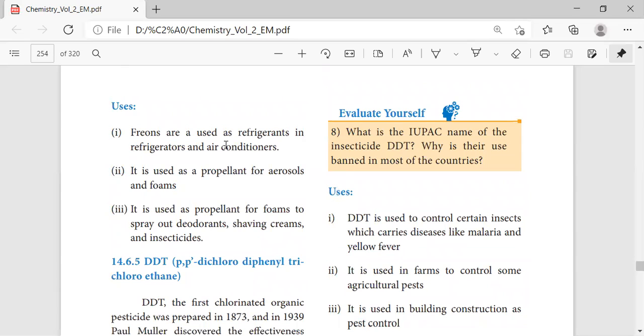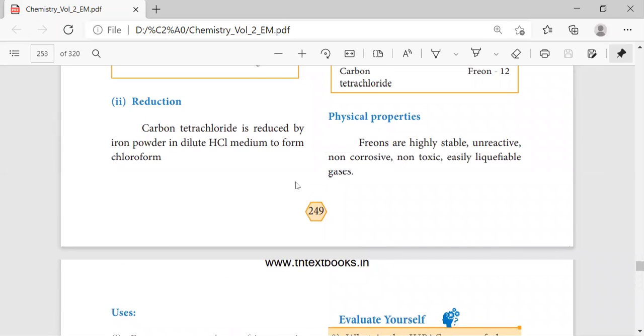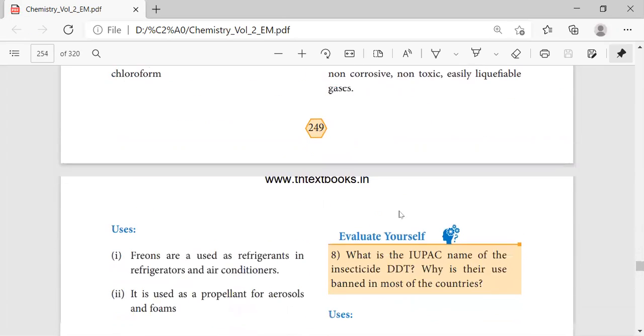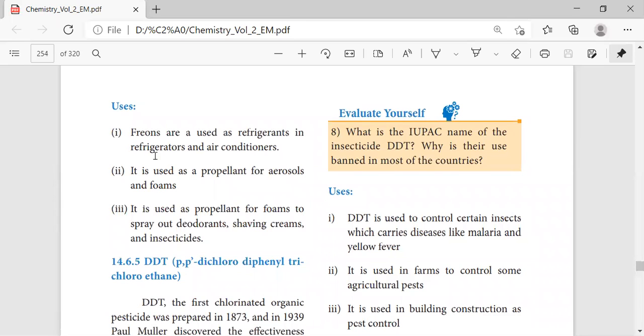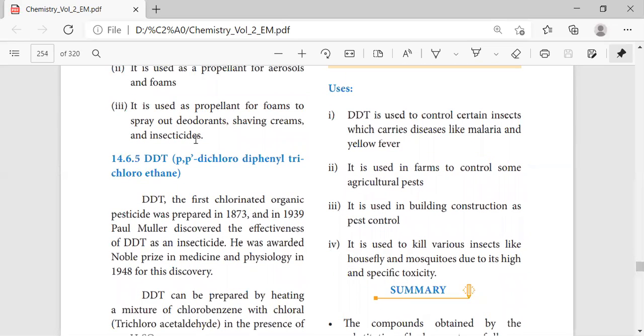Okay. Now comes uses. Here, this freon is used as a refrigerant in refrigerators and also in air conditioners. Although it has high stability and is a non-corrosive, non-toxic agent, it will liberate heat that will act as environmental pollution. Okay. Now it is used as a propellant for aerosols and then foams, and it will also be used in shaving creams.